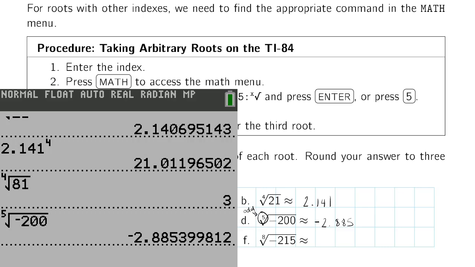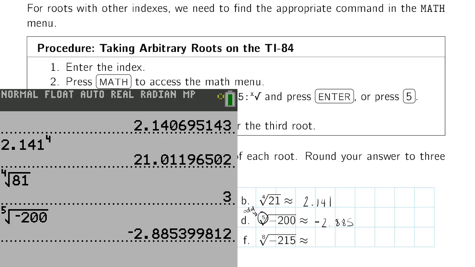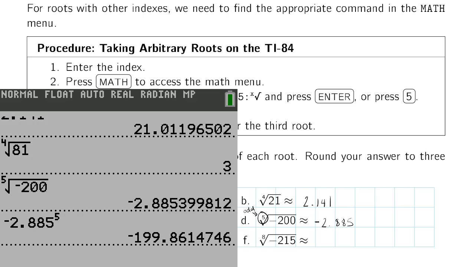And again, just to confirm, that still does what we want a fifth root to do. If I take negative 2.885 to the fifth power, not exactly negative 200, but very close. A little bit off because I rounded.